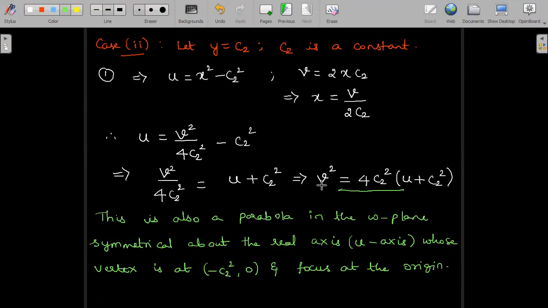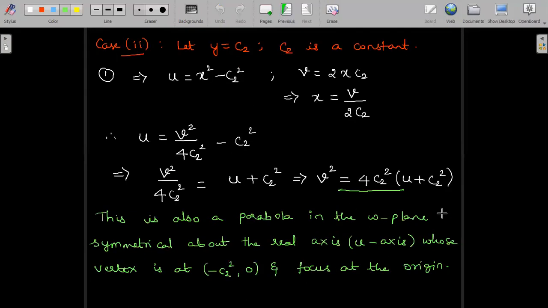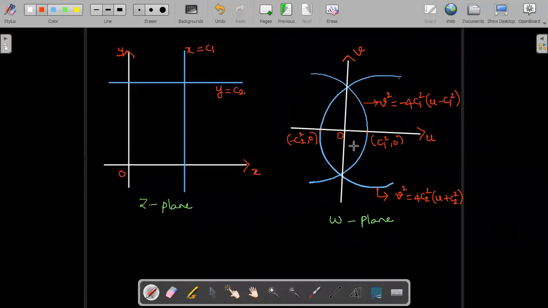We are comparing with y square is equal to 4a into x minus a. Of that form we are comparing, no? So that is why we had the vertex at c1 square comma 0. There was a minus sign directly, whereas here it was a plus sign. That is why the vertex is at minus c2 square comma 0 and focus at the origin. Now we can see the mapping from z plane to w plane. Right, this is the transformation from z plane to w plane.